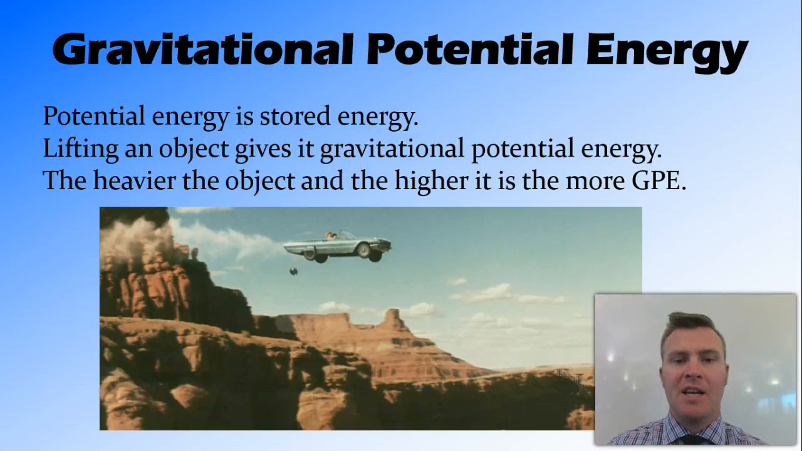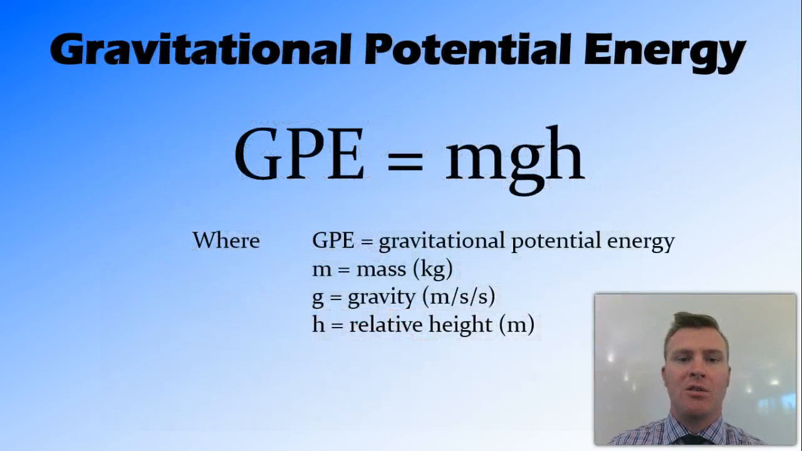Potential energy is any energy that is stored. So gravitational potential energy, it's stored by lifting that object above the Earth. And the higher that object is, the more gravitational potential energy it's going to have. And the heavier, the more gravitational potential energy it's going to have as well. And we can put this into a formula: gravitational potential energy equals mass times gravity times height. So if you lift something up higher, it has more potential energy. And if it's heavier, it'll have more gravitational potential energy.